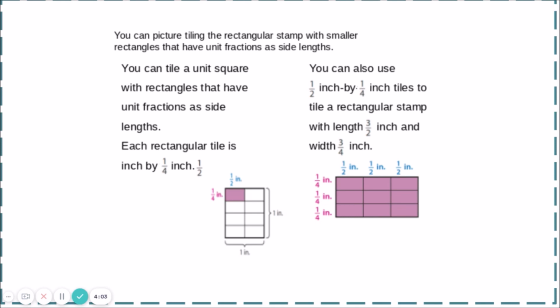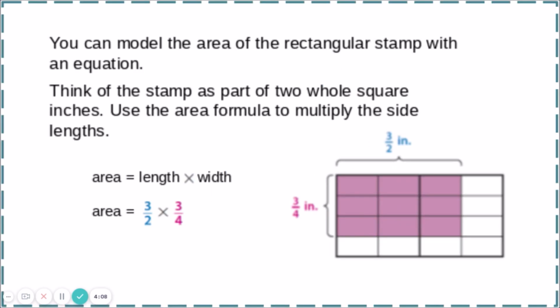Our students may also use the model of the area of the rectangular stamp and create an equation. And we may simply just multiply 3/2 times 3/4, which is our length times our width, to find out the area of our rectangular stamp. So we would encourage our students to justify their reasoning by sharing what strategy they may use to solve the problem.